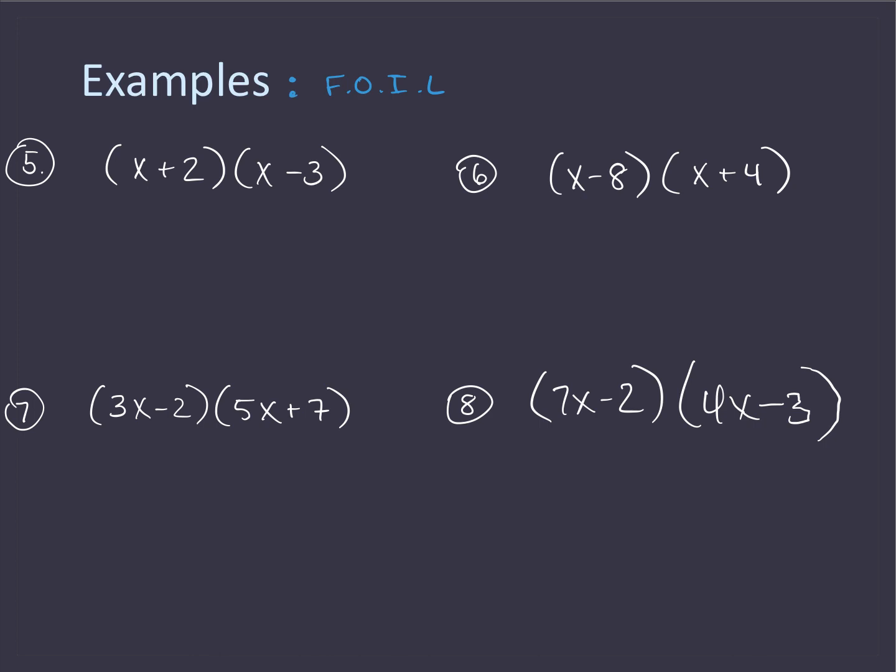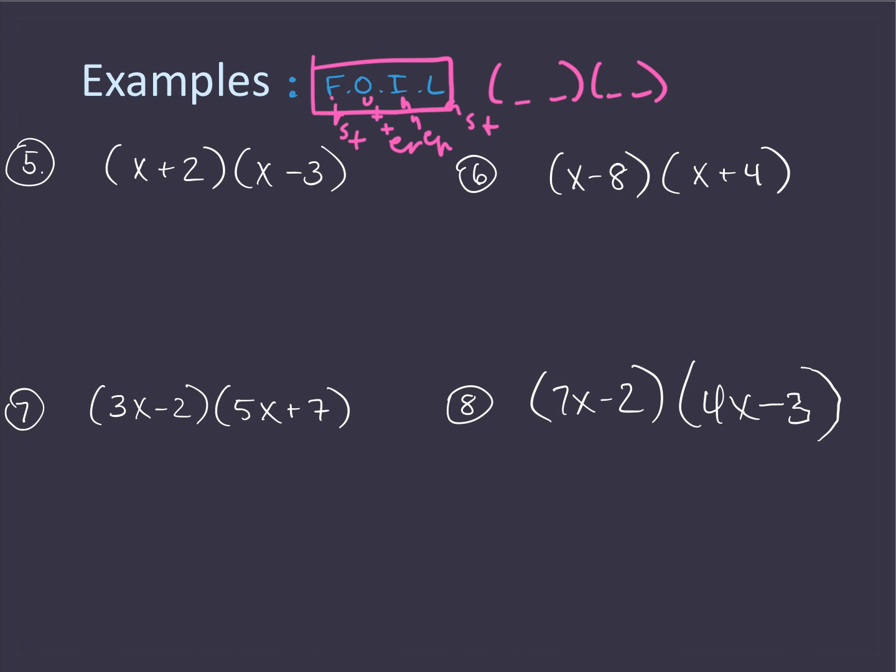Next, when we have a binomial times a binomial, so it'll look like this, and we'll have 2 terms on the inside times 2 terms on the inside, okay, another parentheses, we have to FOIL. So when we FOIL, we multiply the first terms together, so F stands for first, O stands for outer, I stands for inner, and then L stands for last. So we start by multiplying the first 2 terms together, then the outside, then the insides, then the last terms.